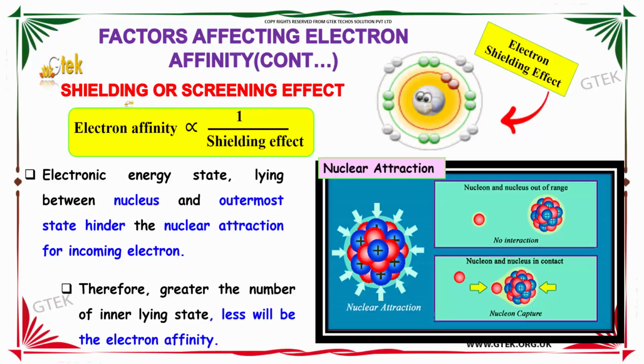I am going to talk about the shielding or screening effect. Electron affinity is inversely proportional to the shielding effect. Here is the shielding effect. Electronic energy states lying between the nucleus and the outermost state hinder the nuclear attraction for incoming electrons. Therefore, the greater the number of inner lying states, the less will be the electron affinity. You are able to see the nucleons and nucleus are out of range here, and here it is in contact. This one is in contact.